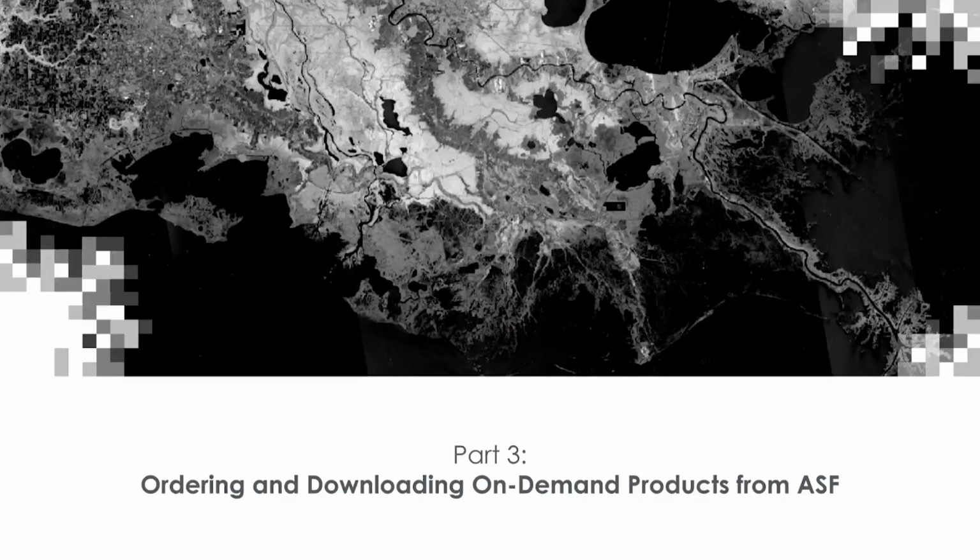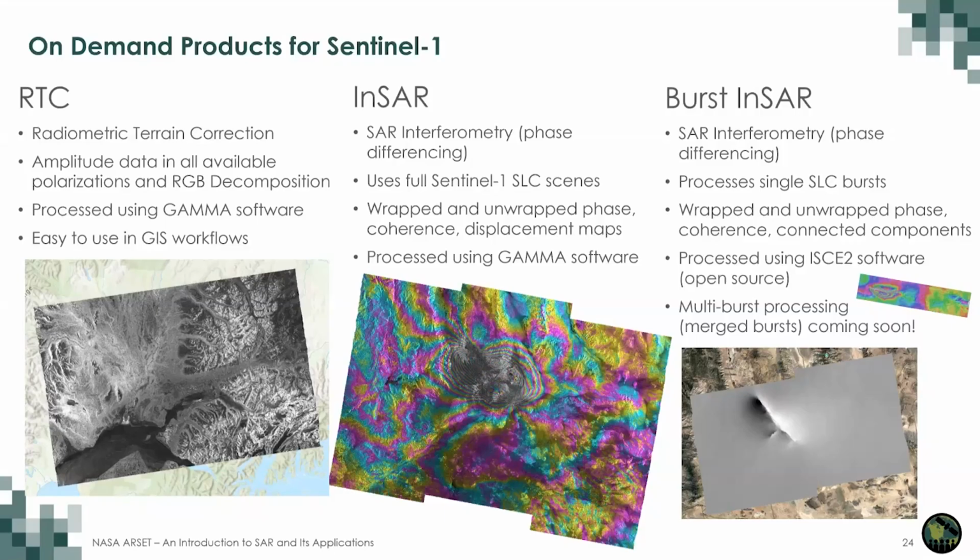So now we're going to shift our attention to more of the on-demand products and the ways that you can order data if there aren't already analysis-ready products that meet your needs. ASF offers a number of different on-demand products for Sentinel-1. They include radiometric terrain correction, SAR, which uses the full Sentinel-1 Level 1 SLC product as an input. And then also burst-based INSAR, where you can select just the particular burst that you want to process. We're also working on multi-burst processing, and that should be available soon.